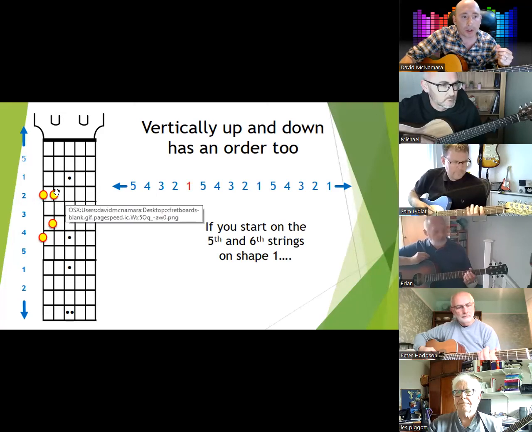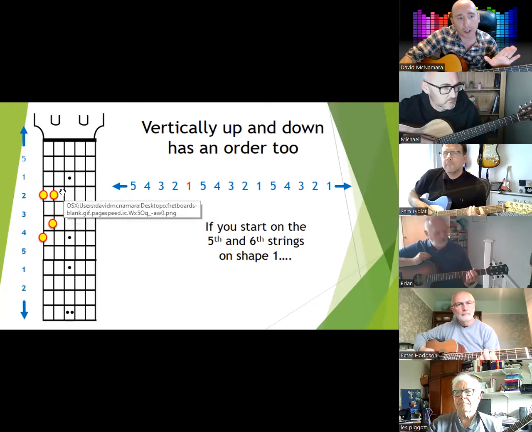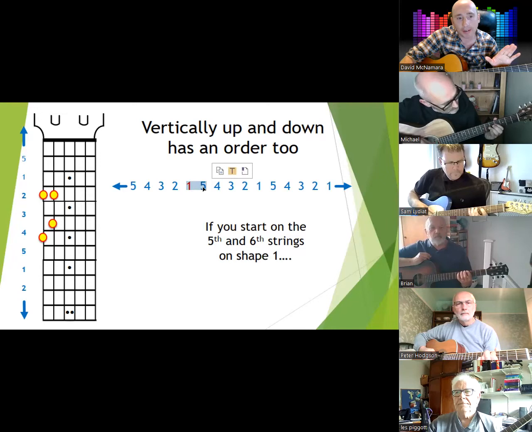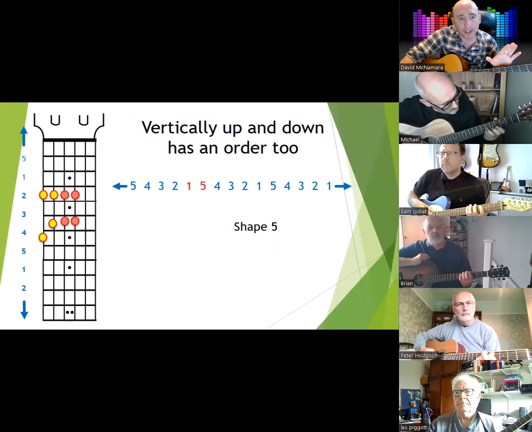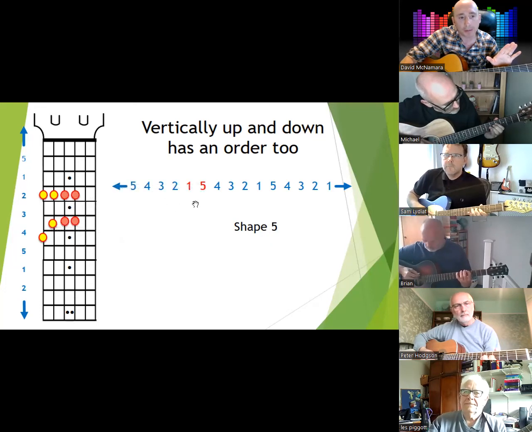And I want to then move right, so I'll be going to the 2 middle strings here. Can you see that shape 1 there? If I've got to move right, the next shape is going to be here. It's going to be 5. So I'm going to move down. What's the next shape on the 3rd and 4th string? You can see here it's the 5th shape. So you're going from the 1st shape to the 5th shape.